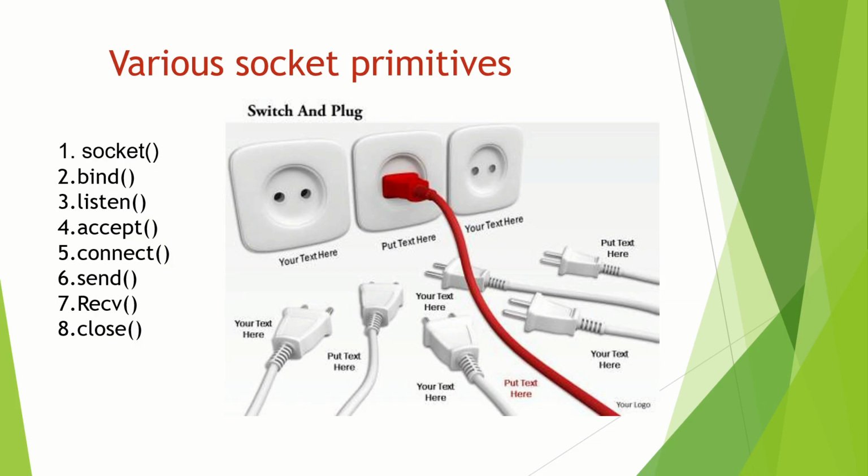And next is send. Send the data. What it does: it sends the data through the socket and is used by both client and server. For example, the customer says, I want to order a pizza. And next is receive. Receive the data. What it does: reads incoming data from the socket, used by both client and server. For example, the shopkeeper says, okay, your pizza will arrive in 30 minutes.